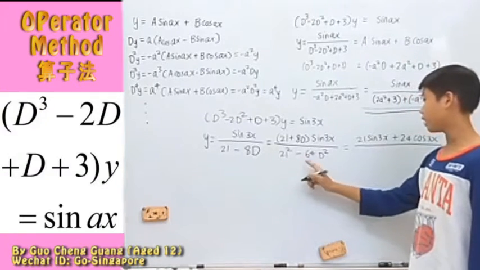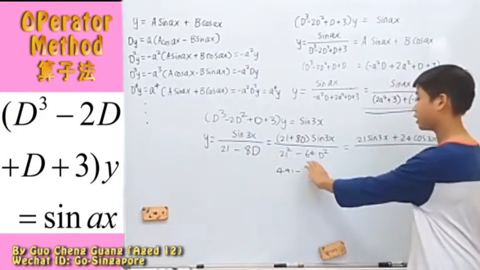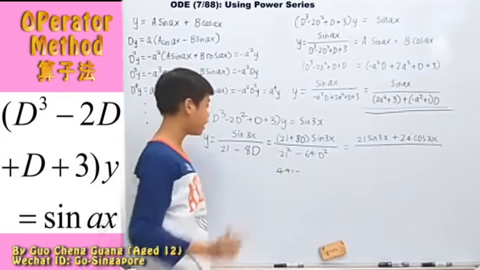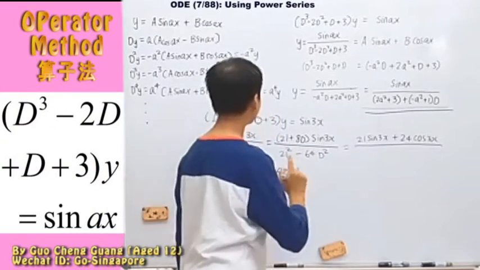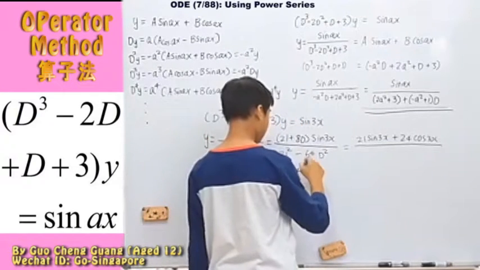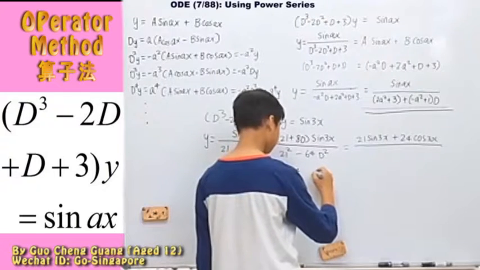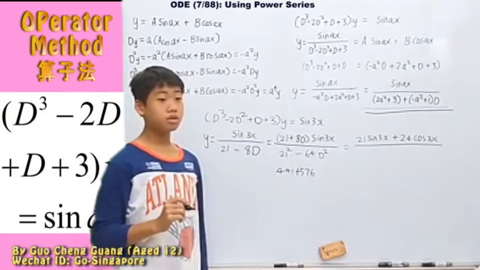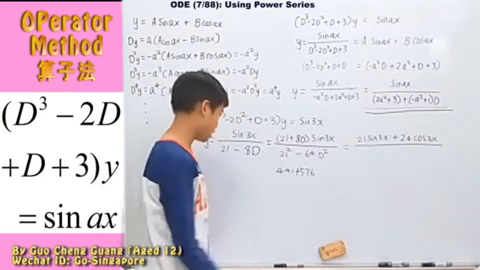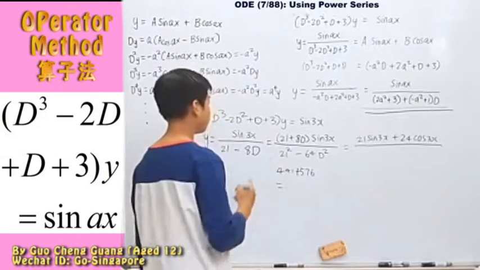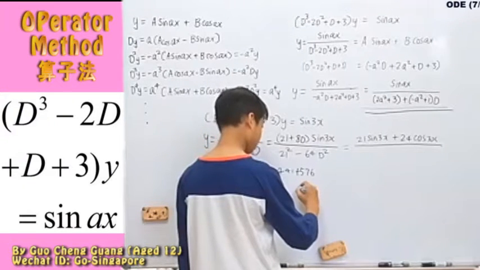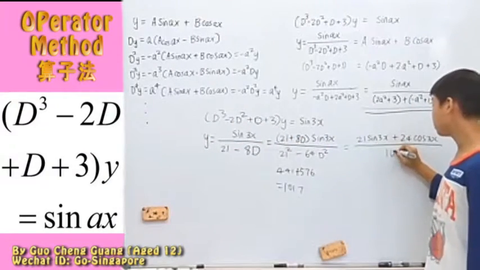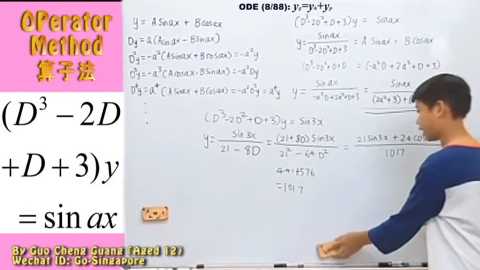So 441, you can just write it down. Then subtract 64, you get a d squared. From here, you could just take it as a negative a squared. The a squared that you're using here is 9. So that means 64 times 9, which will be 576. Then what you will get will be 1017. So in your denominator here, 1017 will be what you get.